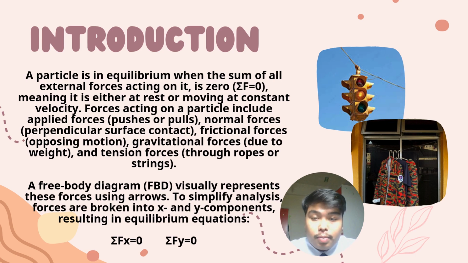For the FBD, a free body diagram visually represents these forces using arrows, either in the x axis or y axis. Weight means we need to multiply the mass by gravity, 9.81. To simplify analysis, forces are broken into x and y components, resulting in the equilibrium equations: the sum of Fx equals 0 and the sum of Fy equals 0. That's all from me. I will pass you to the next presenter, Ali Farhan.